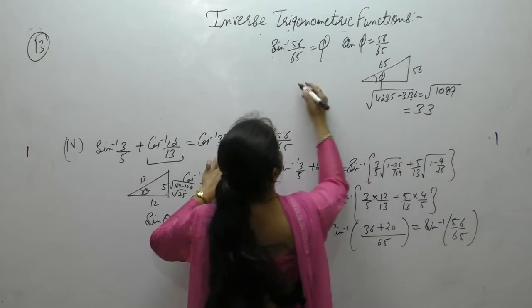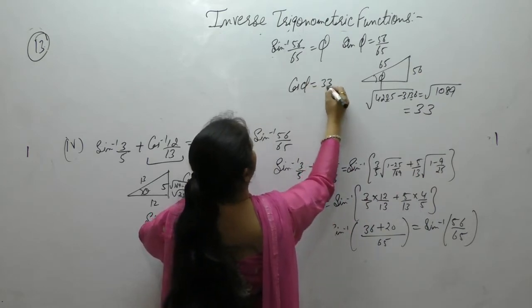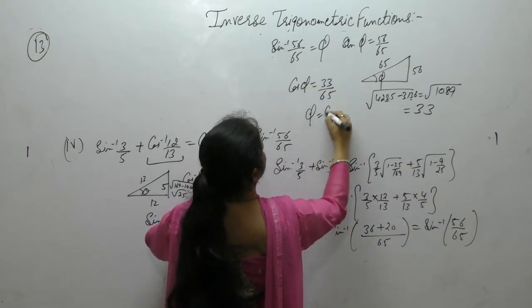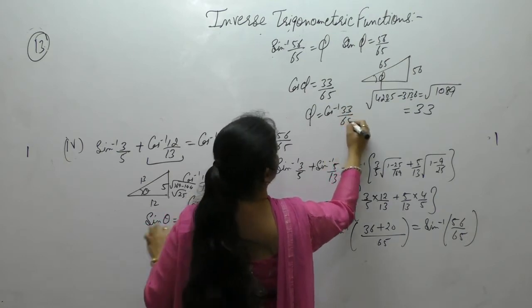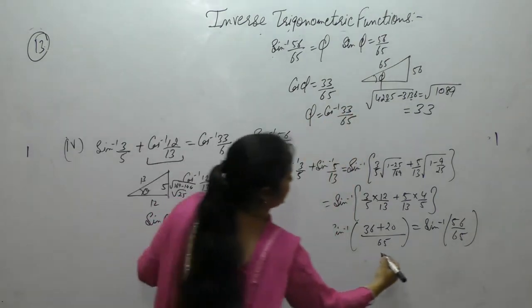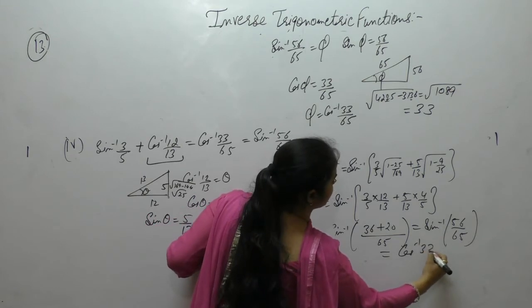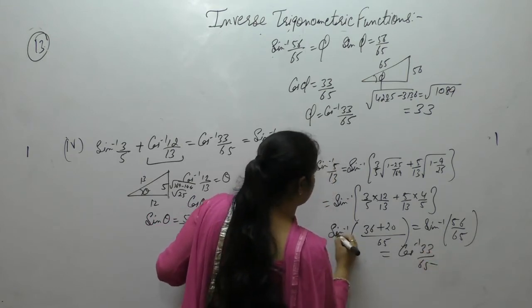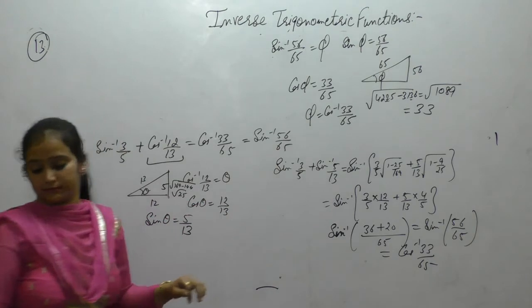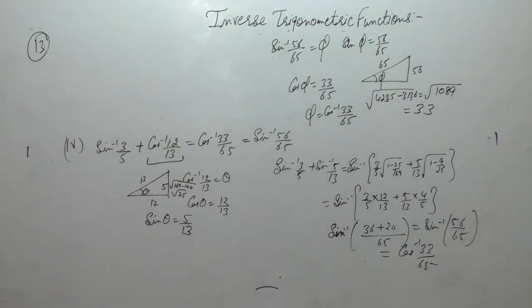So we get cos as base upon hypotenuse. So phi is cos inverse 33 by 65. So this is equal to cos inverse 33 upon 65. Note it down.